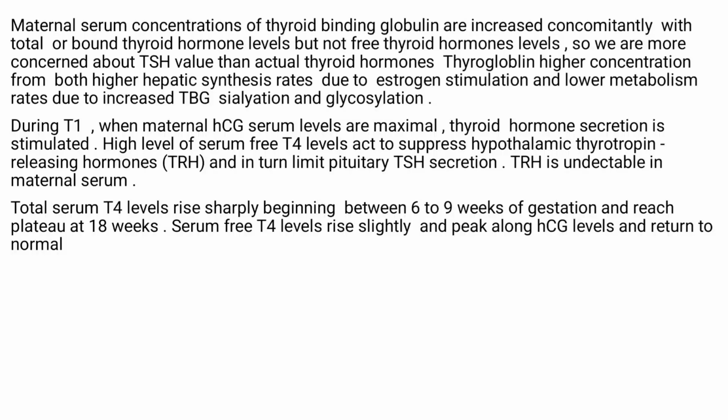Because of cross stimulation, the TSH value is on the lower side. During the first trimester, maternal HCG serum levels are maximum and thyroid hormone secretion is stimulated. High levels of serum free T4 act to suppress the HPO axis and in turn limit pituitary TSH secretion, and TRH is undetectable in the maternal serum. Total serum T4 levels rise sharply beginning from 6 to 9 weeks of gestation and reach a plateau at 18 weeks. Serum free T4 levels rise slightly, peak along with HCG levels, and return to normal.